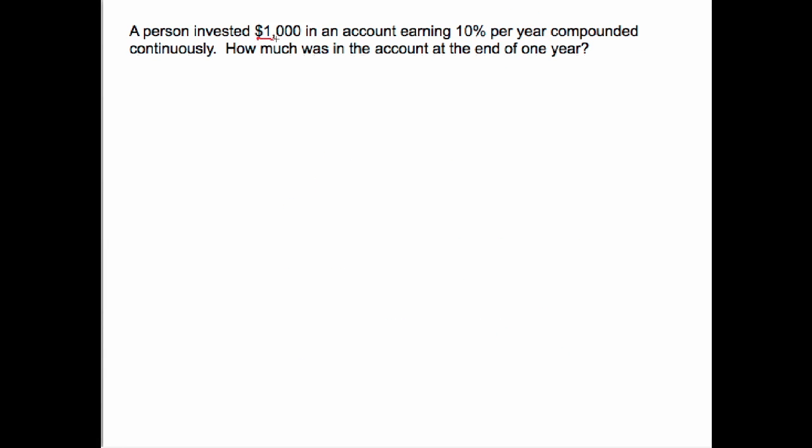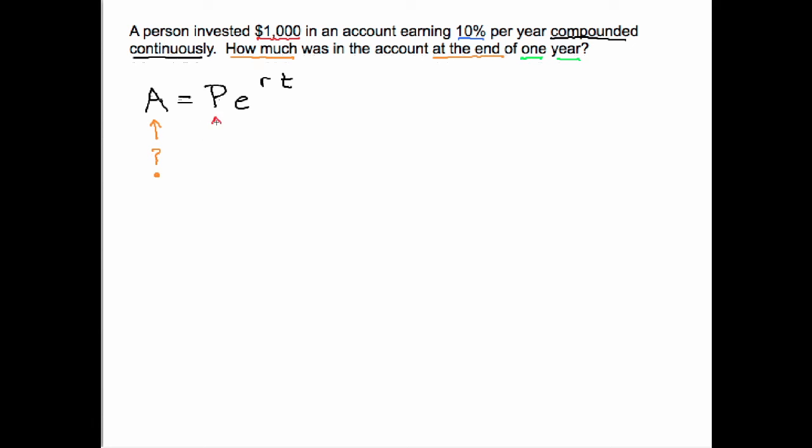A person invested $1,000 into an account earning 10% per year, compounded continuously. How much was in the account at the end of 1 year? So I'm going to underline the time frame of 1 year. Now, because we're compounding continuously, we're going to use the formula A equals P e to the RT. And let's identify what we have and what we need to find. A of T, or A, is the amount of money that will accumulate after so much time has passed. This is what we're looking for. We want to know how much was in the account at the end of 1 year.